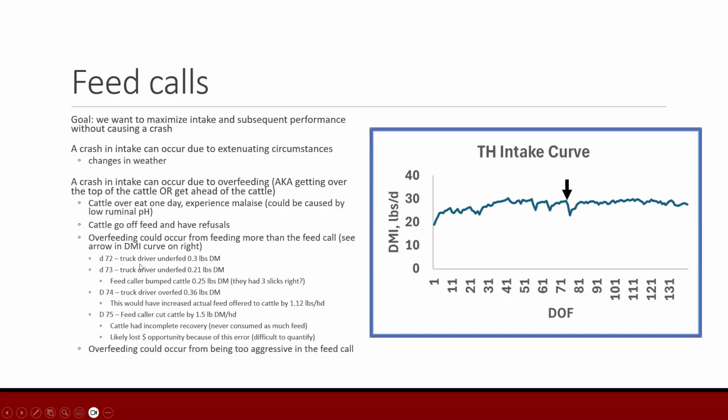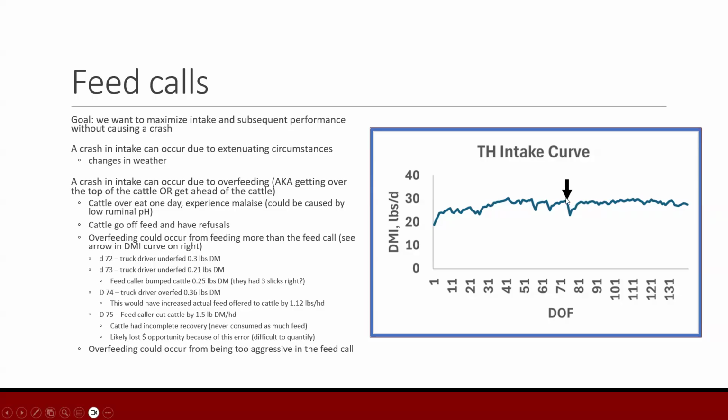Here's the story. Day 72, truck driver underfed by 0.3 pounds. Day 73, truck driver underfed by 0.21 pounds. Feed caller bumped the cattle by 0.25 because they had slick bunks 3 days in a row. Little did he know they were being underfed relative to his feed call. Day 74, truck driver overfed by 0.36 pounds per head. And so that would actually increase the feed that was offered from day to day by 1.12 pounds per head. So day 75, feed caller cuts them by 1.5 pounds of dry matter per day. So that's here. And it took a long time for them to recover.